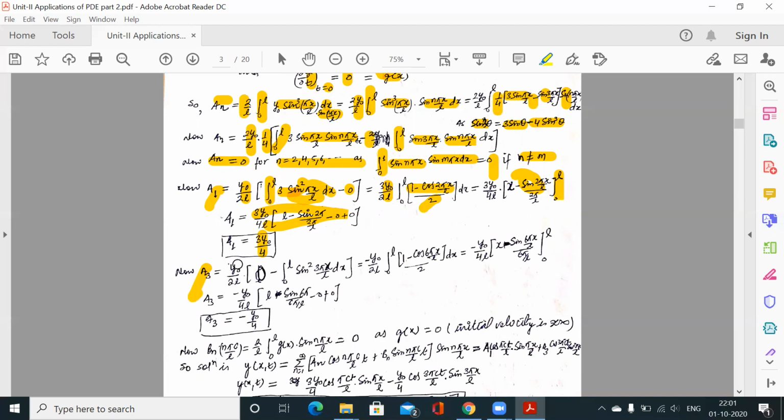So now a3 is y0 by 2l. Now the first part would be 0, because we are substituting 3 for n. So n is 3. So 1 pi x by l into 3 pi x by l. So this would be 0. The first integration would be 0.